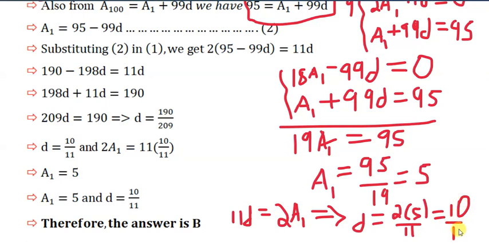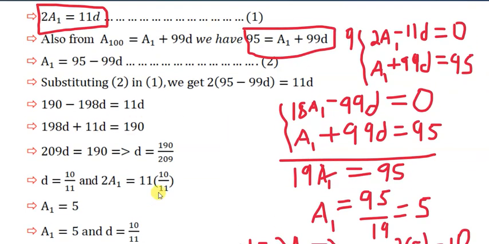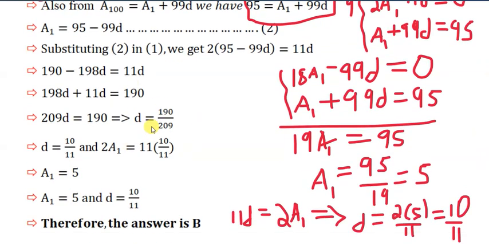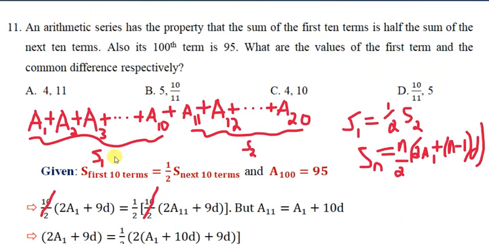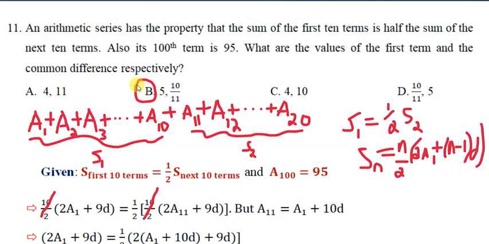Now we have both the first term and the common difference. As you can observe here, the calculation is a little bit different, but the results are the same. Therefore, the answer in this case is 5, since it says respectively the first term and the common difference. The first one is a1 and the second one is the common difference, and therefore B is going to be the right choice. That is question number 11.